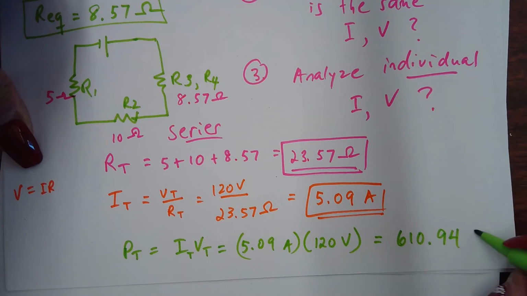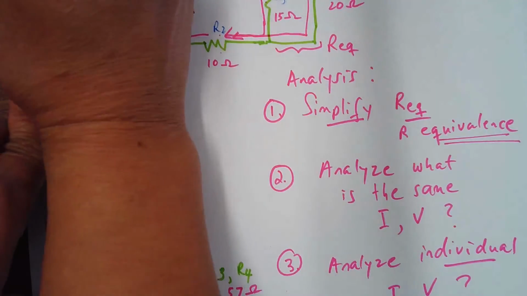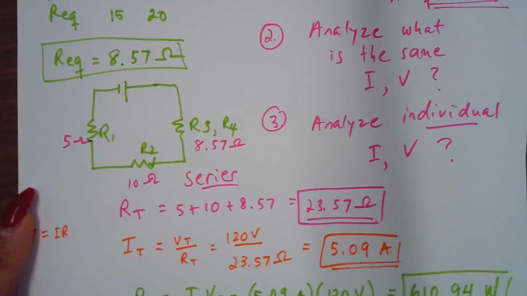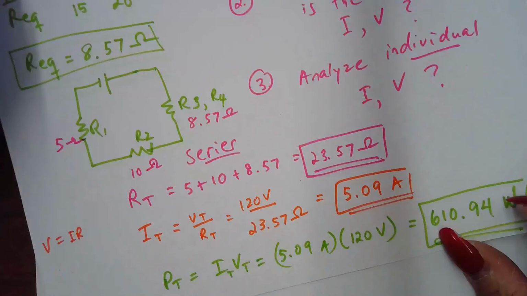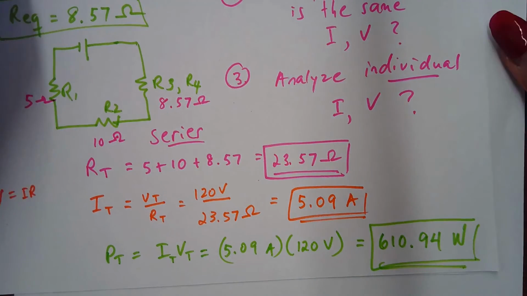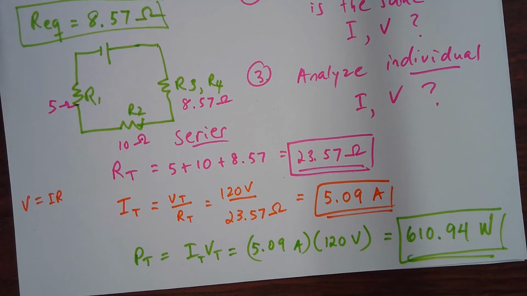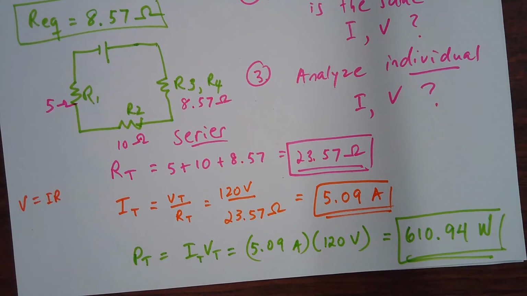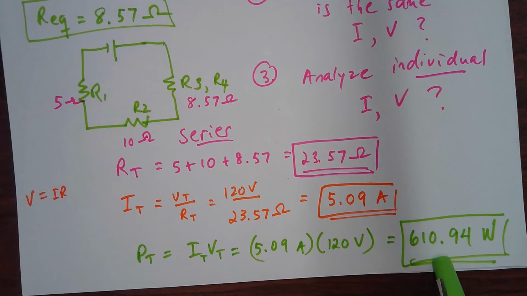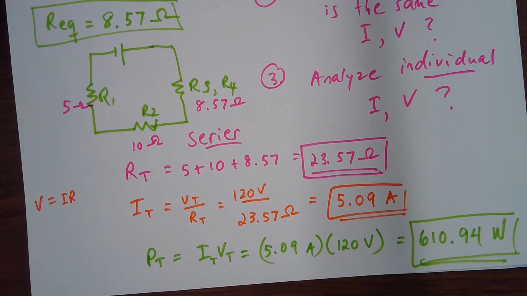610.94 watts. Okay, so we have the total power. Now we're getting into the individual ones, which can be the tricky part. Any questions so far with the total? That's the total power. No, total current. That's the total current, right? It will be individual current. It will be the same, right?